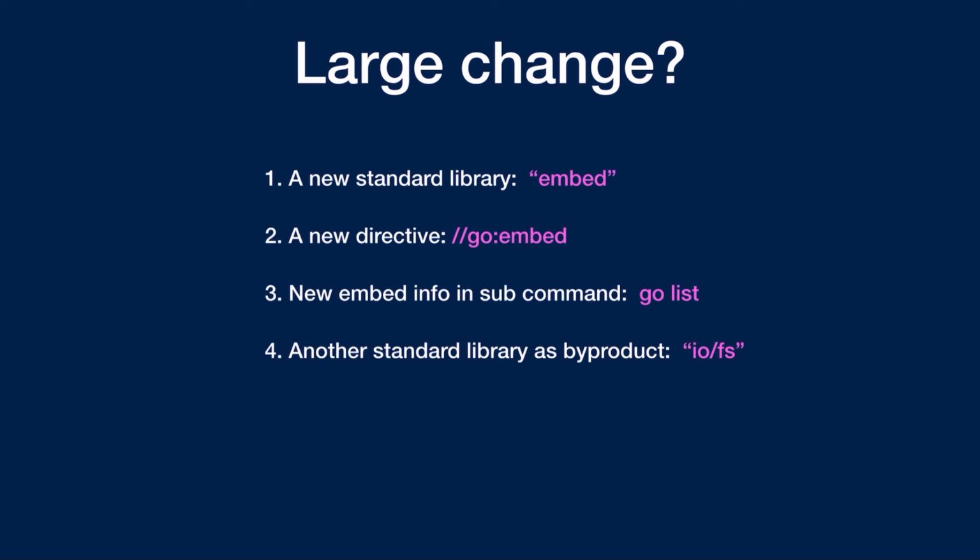First, it includes a standard library called embed for sure, a new directive go:embed, then a couple of new info in the result of the subcommand of go list, and last but not least, a new standard library called io/fs, which is a great abstraction for file system.